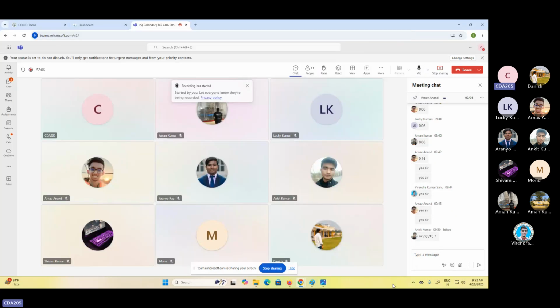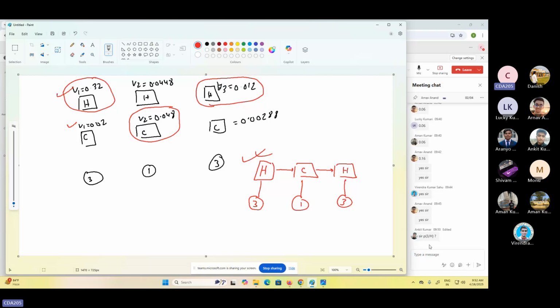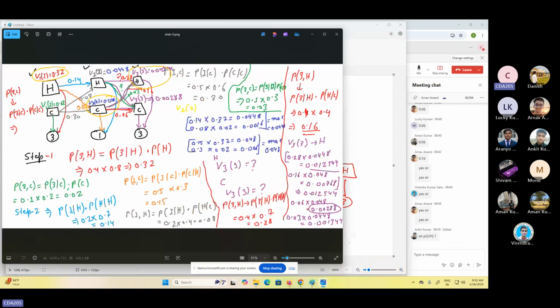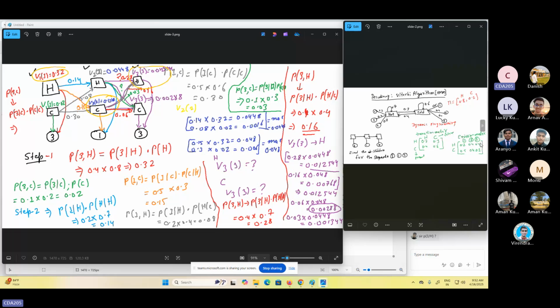Okay, Ankit, what you have asked, that is P3H. Where are you asking P3H? Yes, from P3H, it is from H to 3. So what is the probability from H to 3? H to 3, it is 0.4. So it is 0.4 into 0.4, it equals 0.16. Ankit, have you understood?